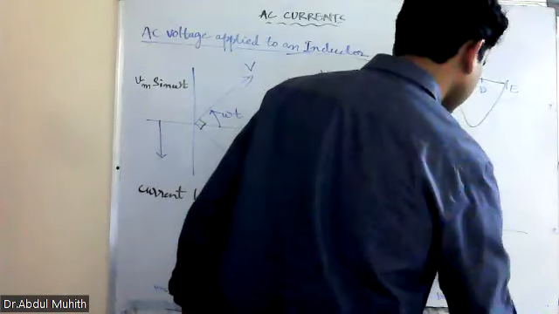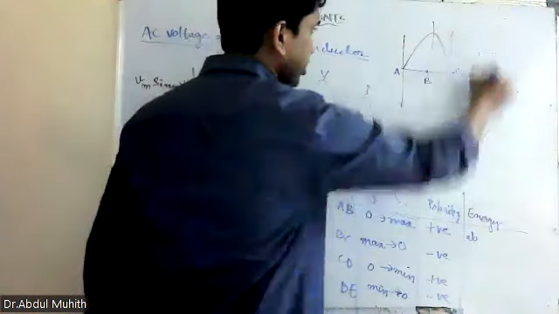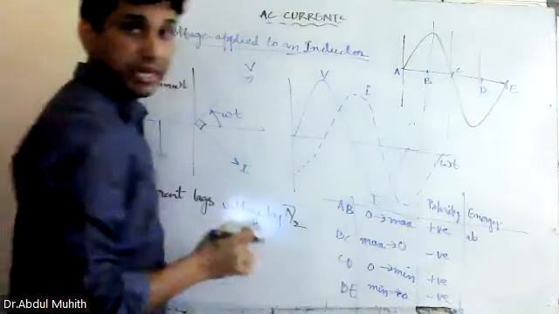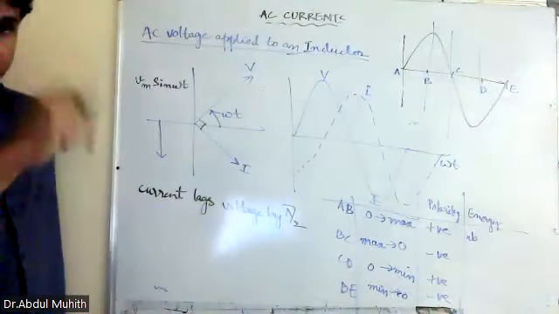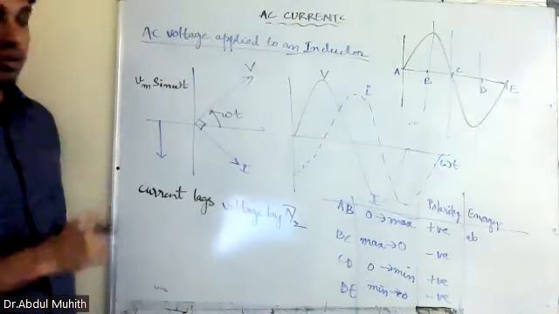Energy is absorbed in the quarter cycle. This is the quarter cycle, means 25%, 25%, 25%, and 25%. One cycle is divided into 4 parts, so each one is a quarter cycle. So energy is absorbed here.